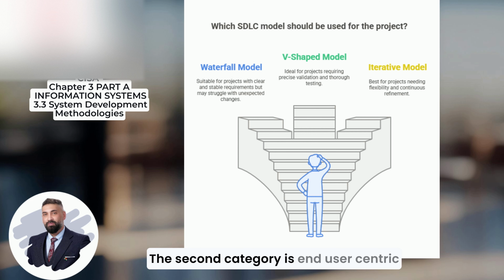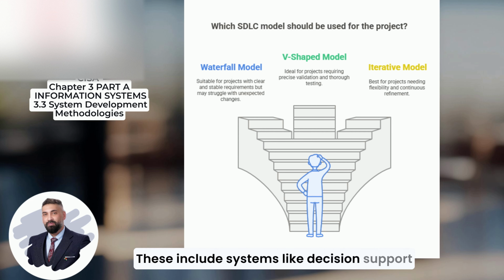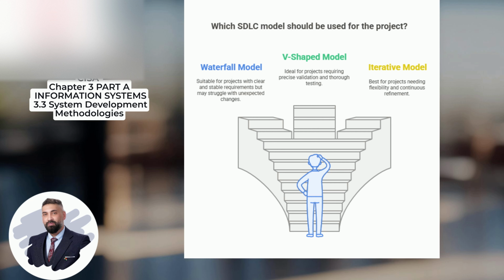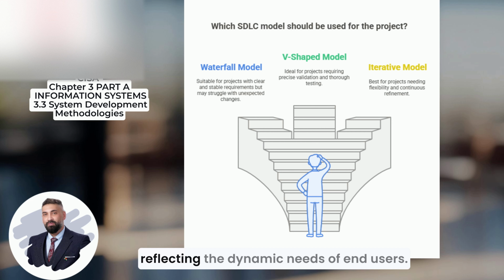The second category is end-user-centric applications, tailored to give users insights and tools that make their jobs easier. These include systems like Decision Support Systems, DSS, or Geographic Information Systems, GIS. These applications are more agile in their development, reflecting the dynamic needs of end users.